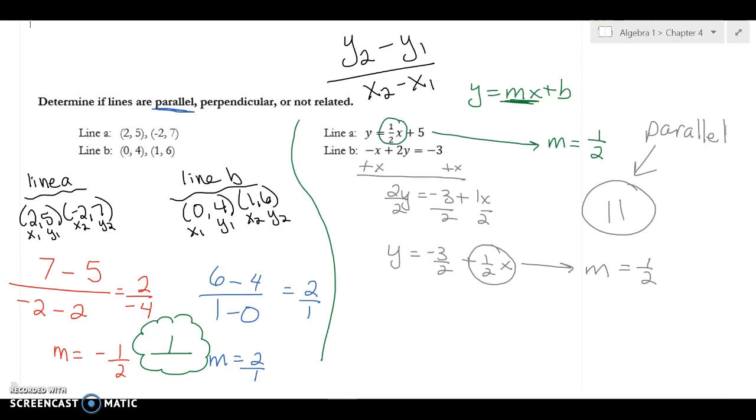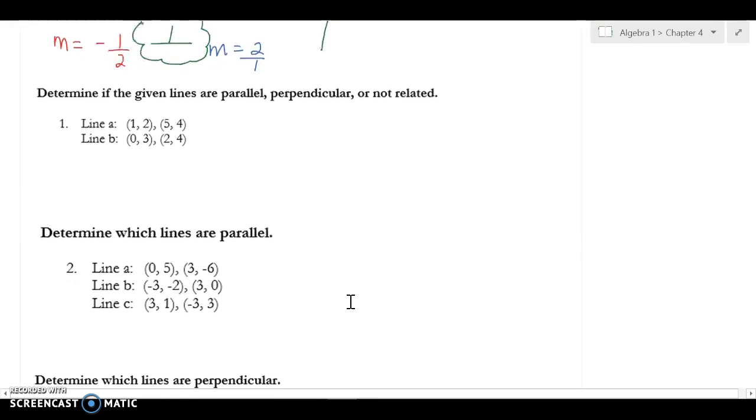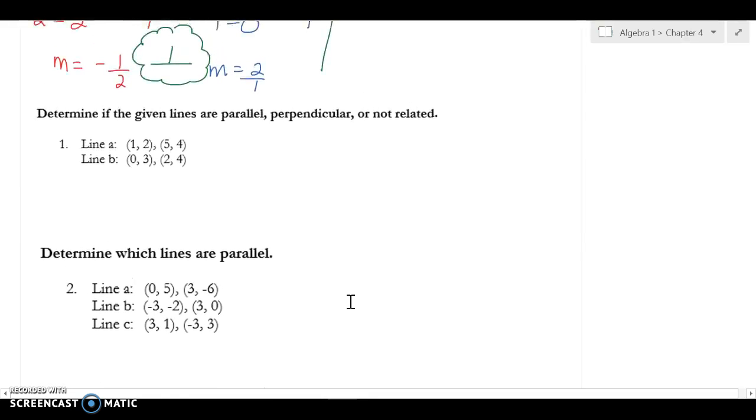I have some examples I'd like you to try. I would like you to try number 1 and number 2. Go ahead and write them down, and when you think you're ready, press play.